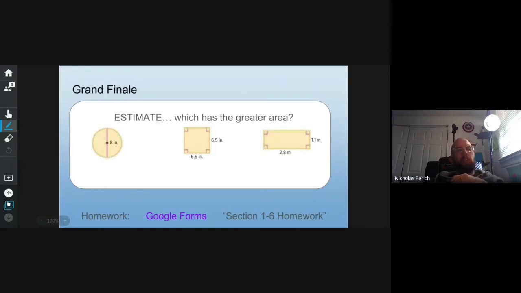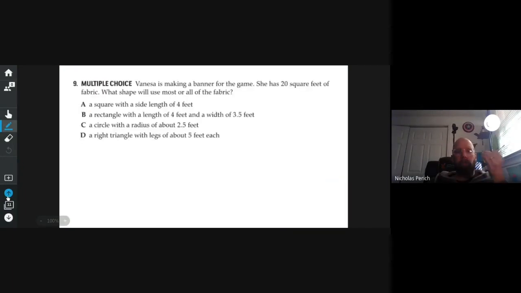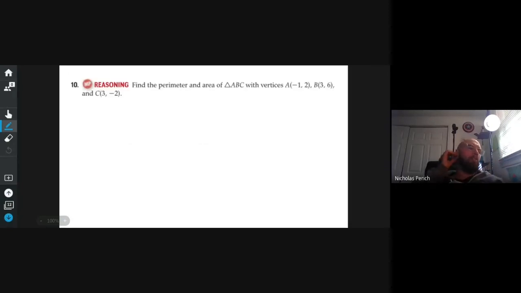Too much. Let's do, I think, yeah, let's do 10. Let's skip that one because it requires you do a little bit. And we'll go right to 10 because 10 is a challenge. Find the perimeter and area of ABC with vertices, blah, blah. It's a triangle, and it gives you a bunch of points.